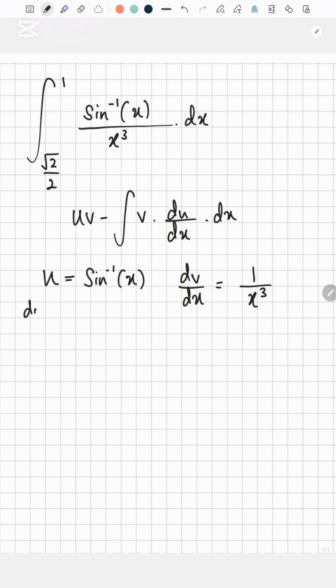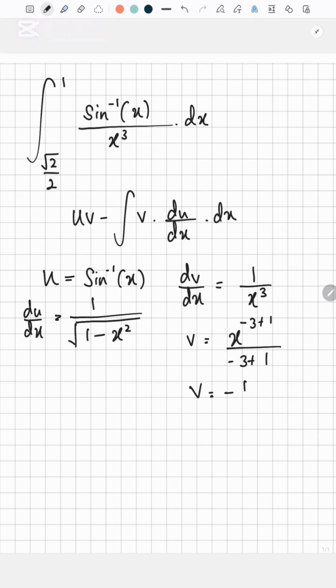So what's the differentiation of sine inverse x? That is 1 over root 1 minus x squared. I've shown this in one of my previous shorts, with a detailed explanation of how to prove it, so I'll be dropping the link for that. To find v, we have to integrate this, so that's x to the power minus 3 plus 1, over minus 3 plus 1. So v equals minus 1 over 2 x to the power minus 2.